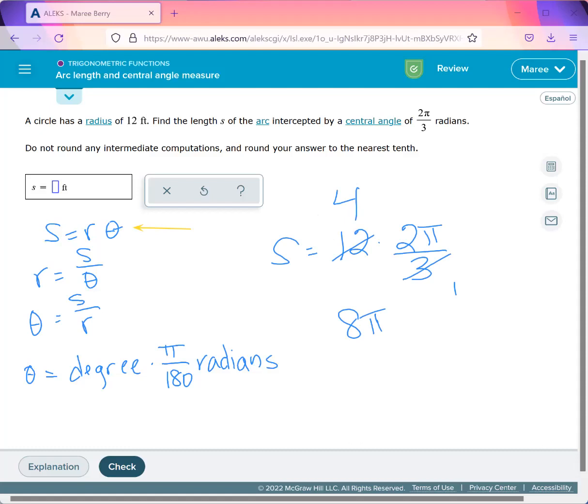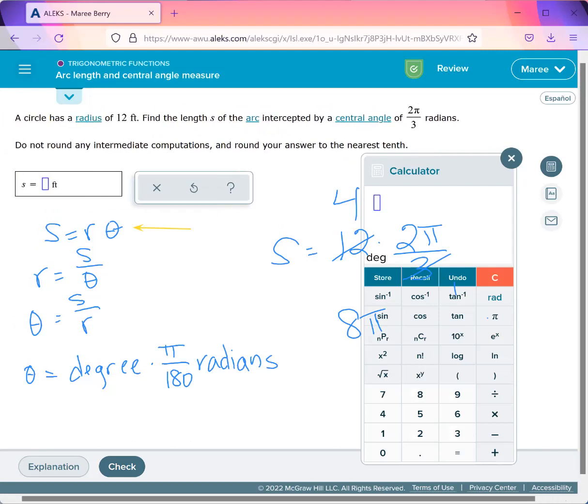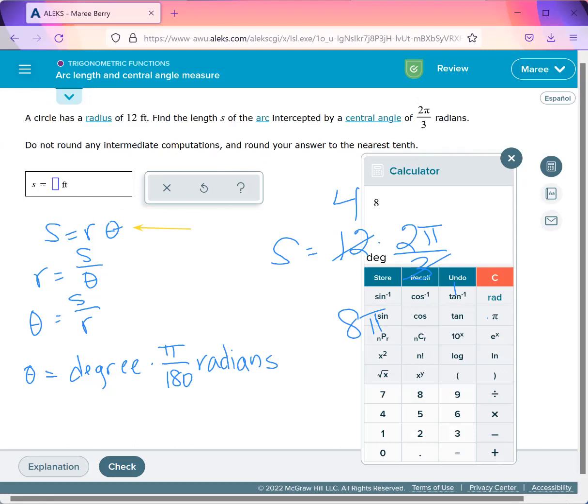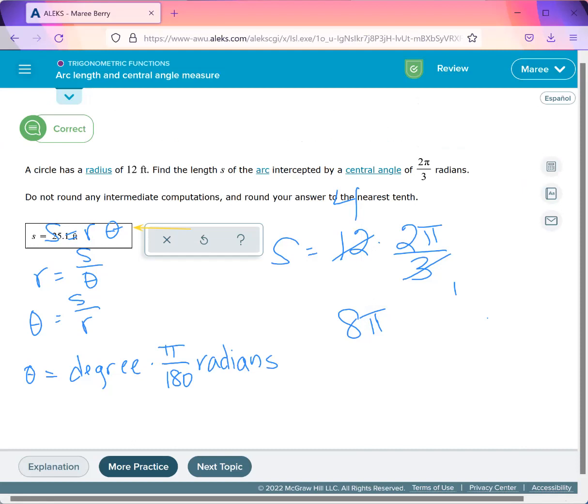So let's see, we have to go to our calculator here. Okay, so we're going to do 8 times 3.14, which is 25.1. So we'll type that in. Feet. And that will be the end of our lesson.